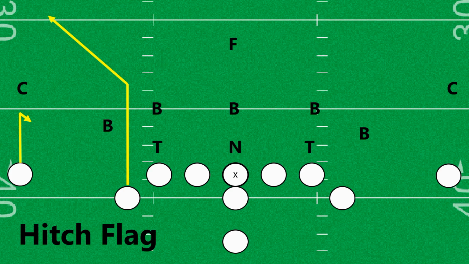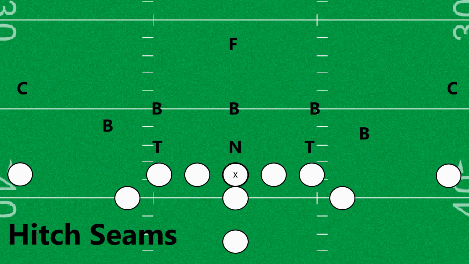Next is hitch flag. This is a one-read play for your quarterback, and it's all based on this corner. So if the cornerback comes down on the hitch, your flag's going to be wide open. If he drops back to cover the flag, then the hitch is going to be wide open.